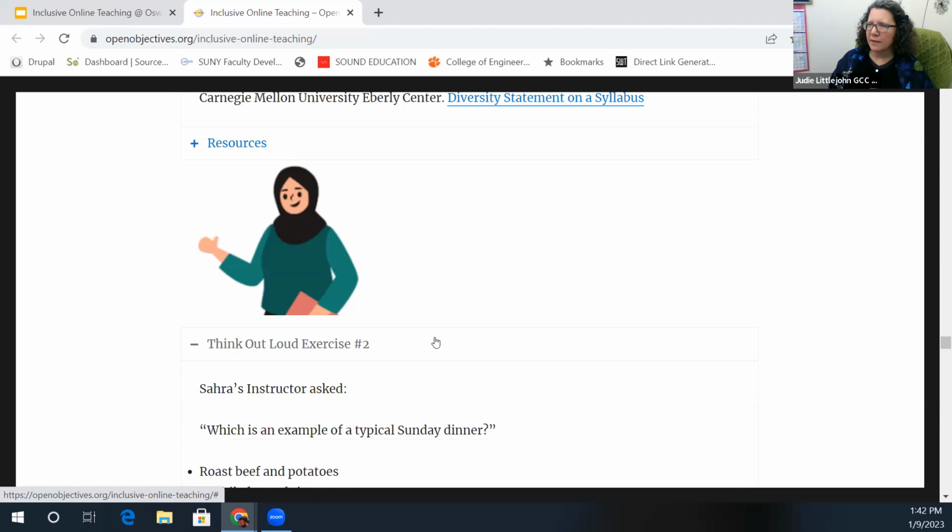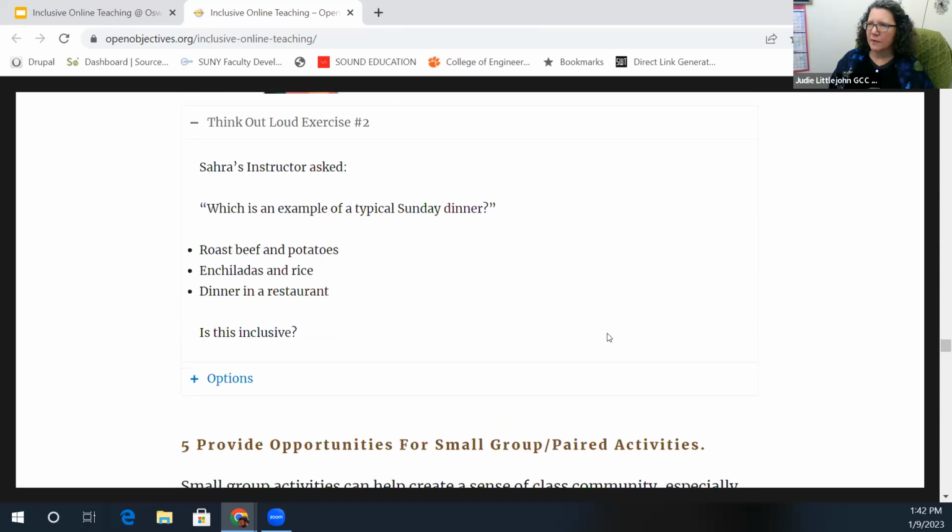And the next one is coming up with the small group and paired activities. Or did we miss... Oh, I skipped over Sarah. Sorry, John. I skipped right over her. You want to go ahead with that? Oh, go ahead. This was yours.